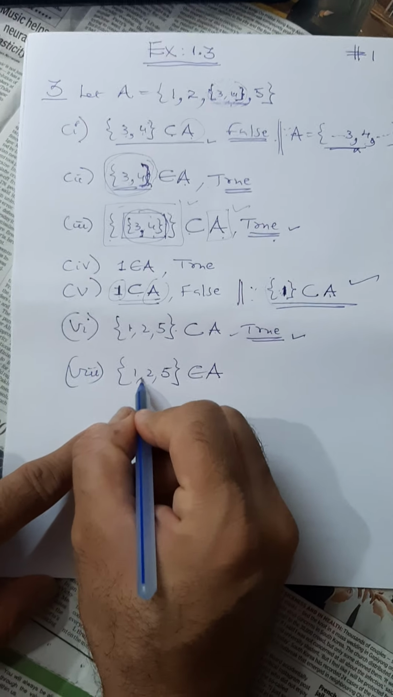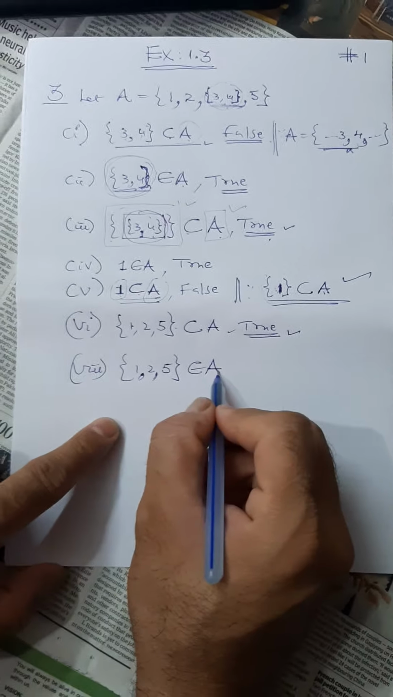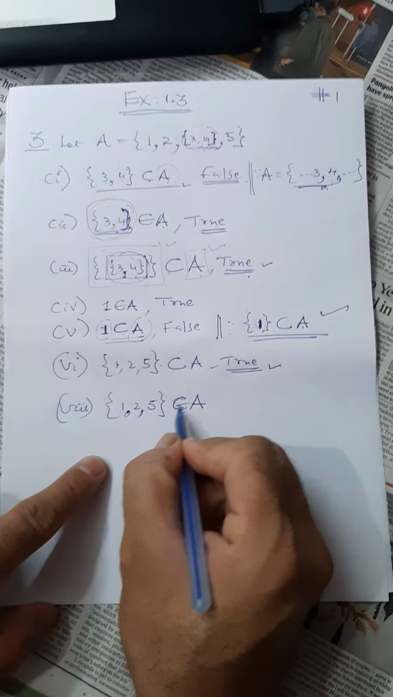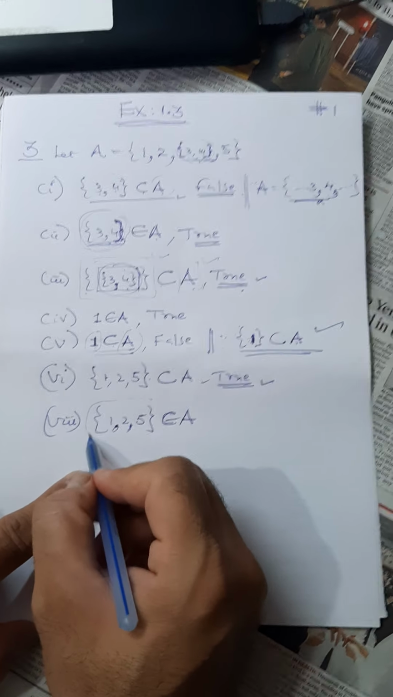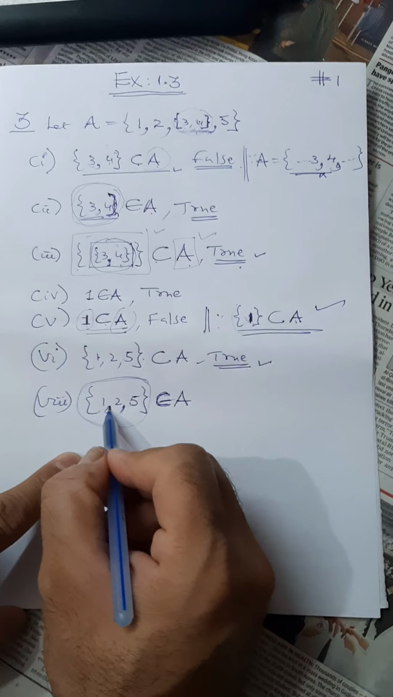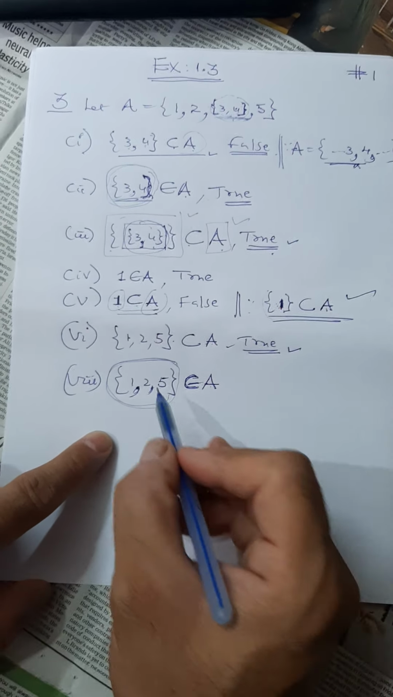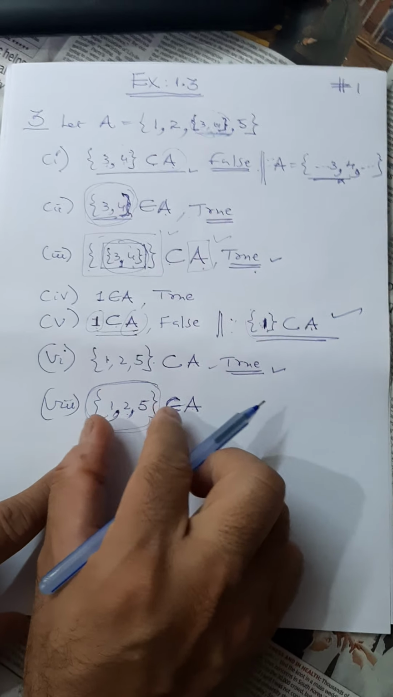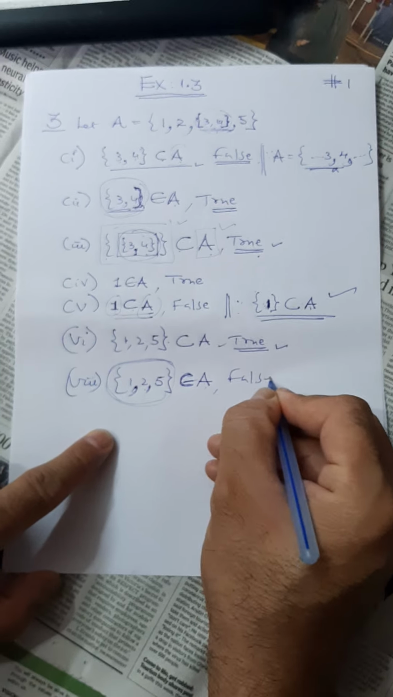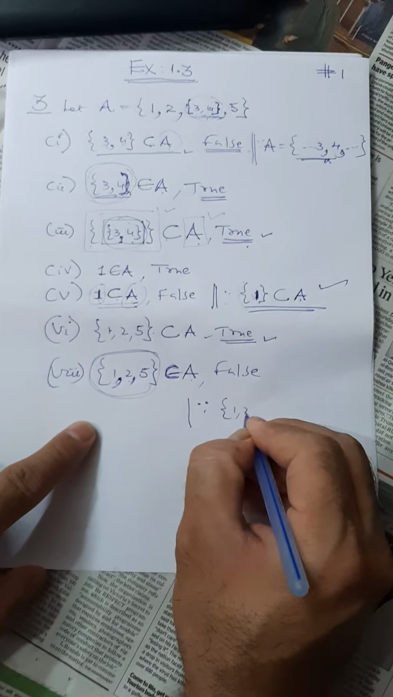Now this is for belongs to. This means this is one object here. When you have belongs to symbol, that means this is one object. Now if it is true, then such object must be present in A. But 1, 2, 5, this entirely one object is not present in A. So this is false.